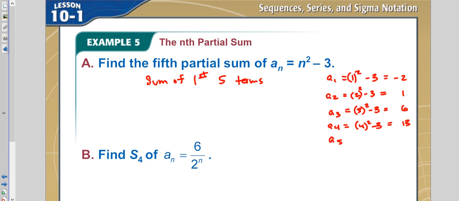And then you take the fifth term. And the fifth term, again, this is an explicit sequence because I can just plug in any number at any time. I should have said that earlier. It just helps you out. 5 squared is 25, minus 3 is 22.